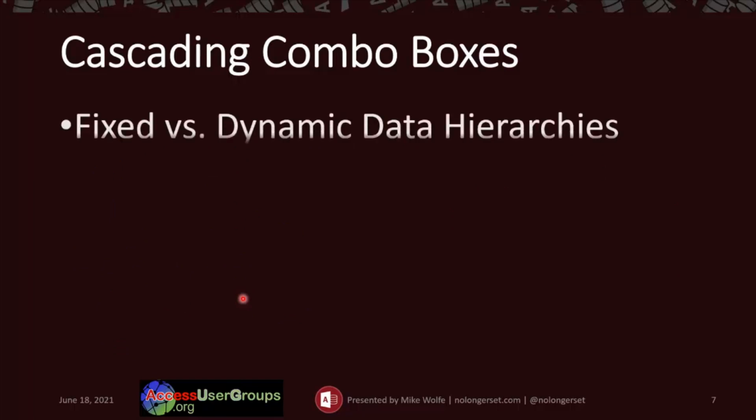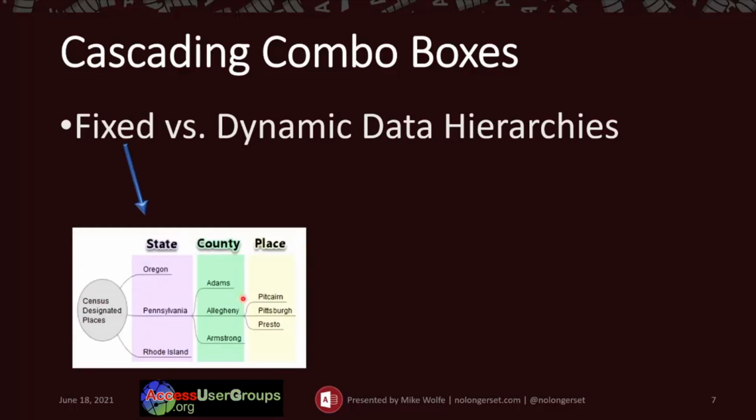Cascading combo boxes. This is a favorite topic on the forums. One thing that I want to talk about is the difference between fixed and dynamic data hierarchies. A fixed data hierarchy is where you have well-defined levels for each set of your data. For instance, in the United States, census-designated places belong to one of the 50 US states, and then within each state, there are a certain number of counties, and within each of those counties, there are a certain number of census-designated places.